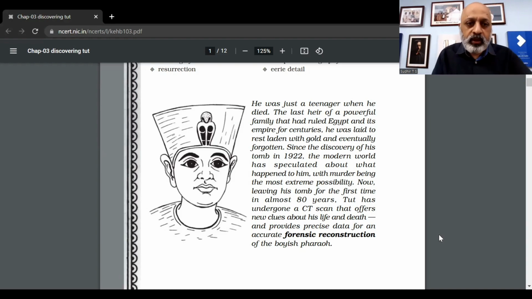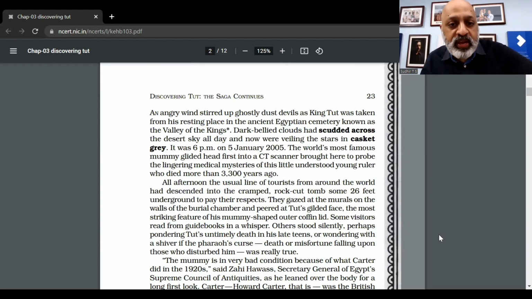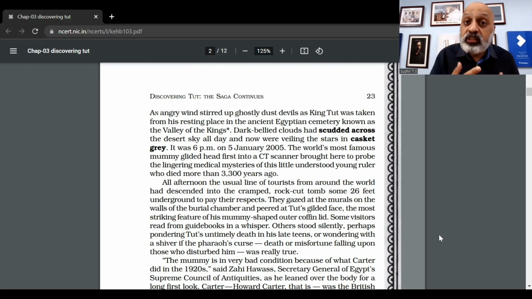Now, let's go again. An angry wind stirred up ghostly dust devils as King Tut was taken from his resting place in the ancient Egyptian cemetery known as the Valley of the Kings. Now, the Valley of the Kings, a map is given ahead, is near the Nile River in Egypt, where many of these kings are laid to rest. Now, the ghostly dust devils, what does this phrase mean? When the wind blows very fast, it raises the dust which appears like a devil. So you are trying to personify the wind and the dust almost like a devil.